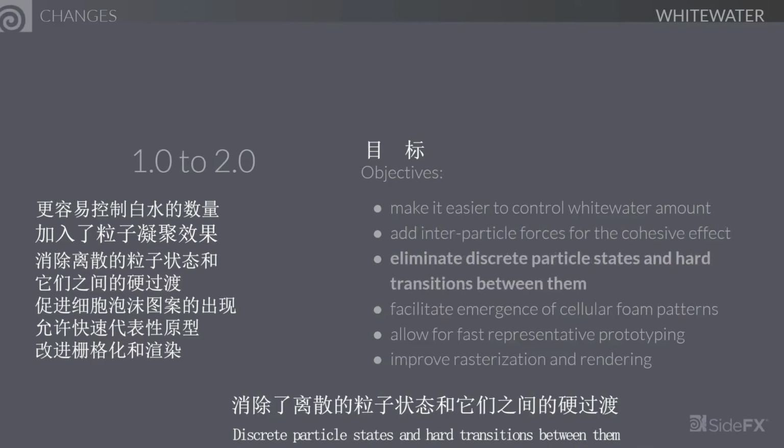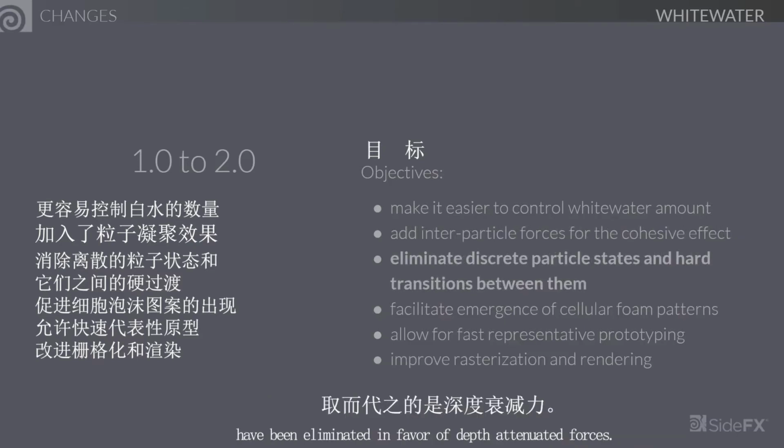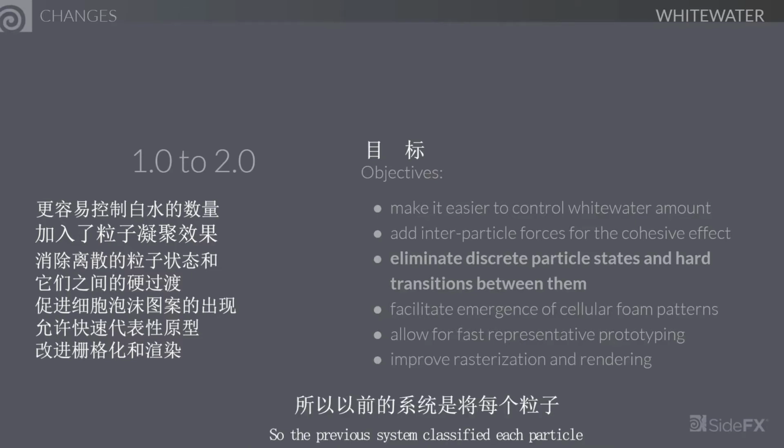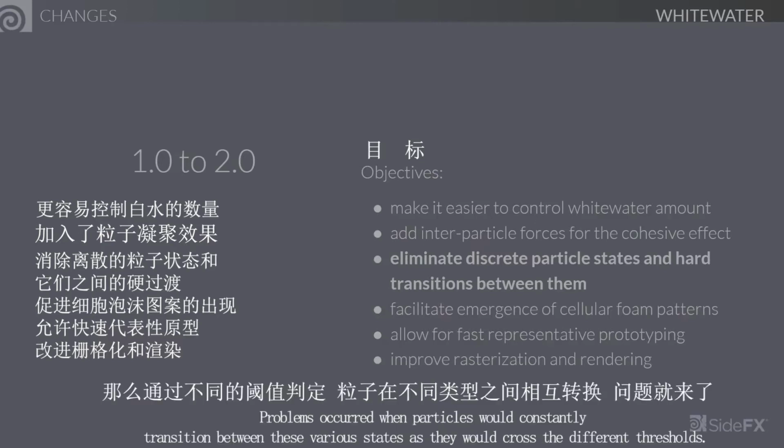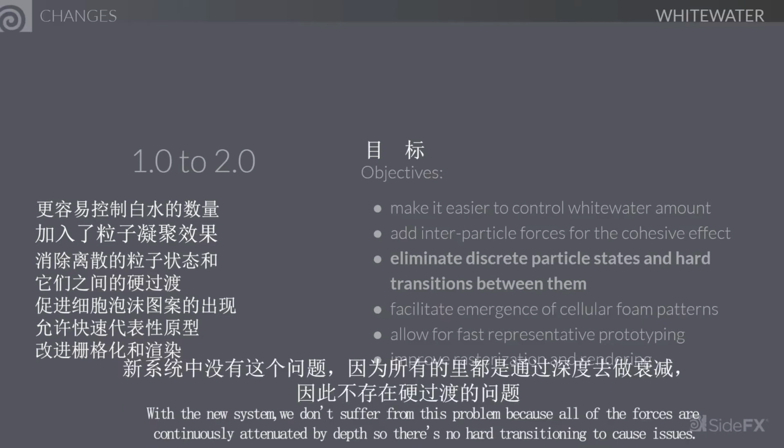Discrete particle states and hard transitions between them have been eliminated in favor of depth-attenuated forces. So the previous system classified each particle as one of bubble, spray, or foam, and depending on the type of the particle, it would be driven by different forces. The problems occurred when particles would constantly transition between these various states as they would cross the different thresholds. With the new system, we don't suffer from this problem because all of the forces are continuously attenuated by depth, so there's no hard transitioning to cause issues.